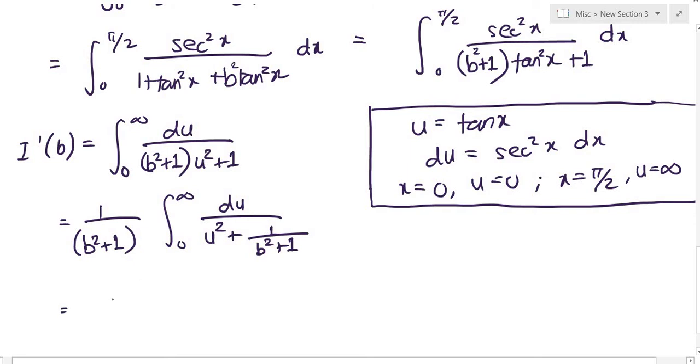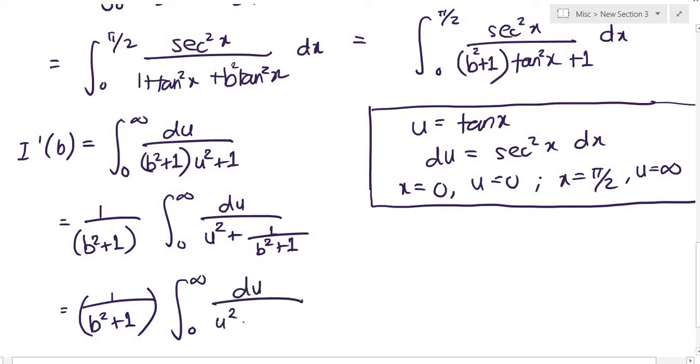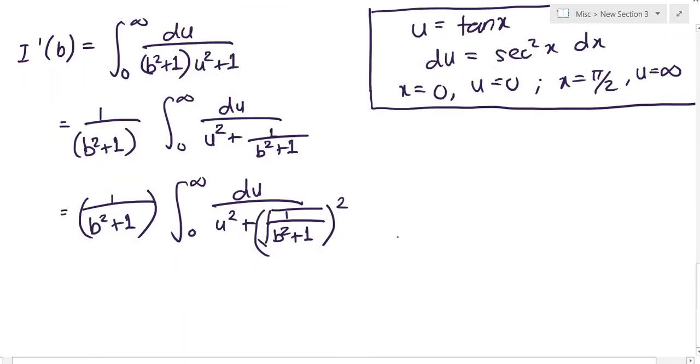So now I'm going to rewrite this thing as well. This is unchanged. We have the integral from 0 to infinity of du over u squared plus the square root of 1 over b squared plus 1, but the whole thing squared. So in case you didn't catch that train of thought, the square root and the square are effectively going to cancel out, yielding us a single normal term raised to the power 1.